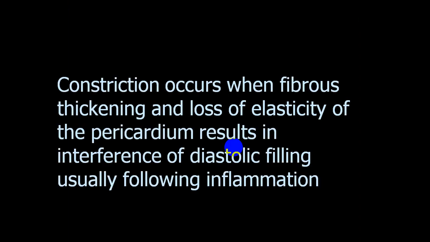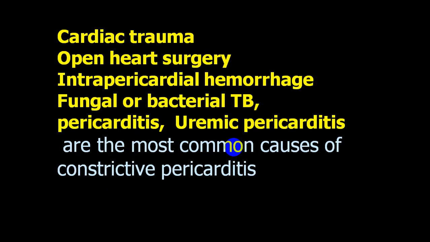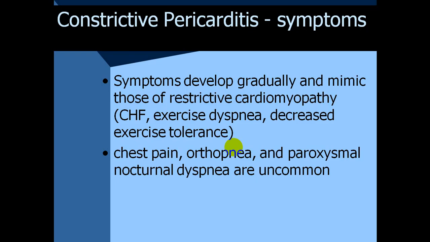A few words about constrictive pericarditis, which we will discuss in detail in another lecture. Constriction occurs when fibrous thickening and loss of elasticity of the pericardium interfere with diastolic filling, usually following inflammation. Cardiac trauma and open heart surgery are a major cause. Intrapericardial hemorrhage, and fungal or bacterial pericarditis, especially TB, and uremic pericarditis are the most common causes of constrictive pericarditis.